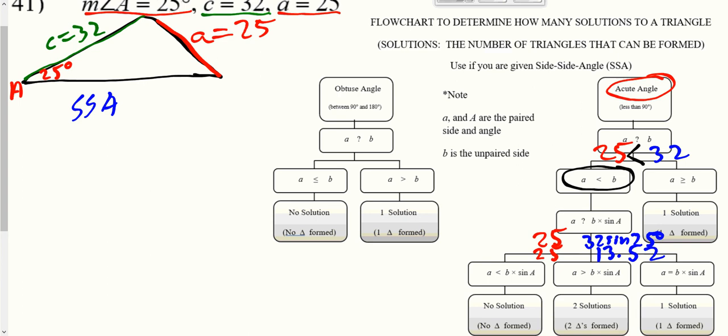We'll bring down the 25. Now, we know that 25 is larger than the blue. We see that right here. So that means we have two triangles. And as I mentioned before, if you have two triangles, all you have to do is state that you have two triangles. You don't actually have to solve it. If it was one triangle, yes, you'd have to solve it.